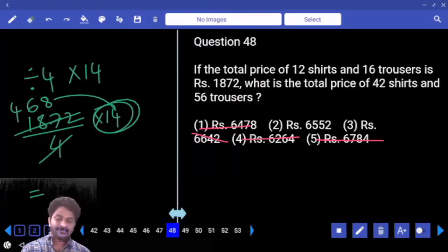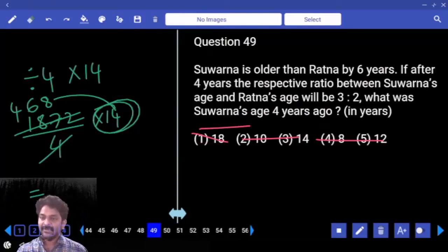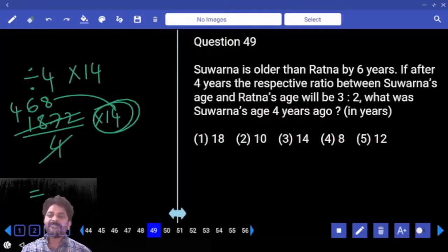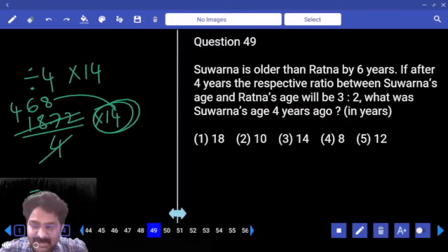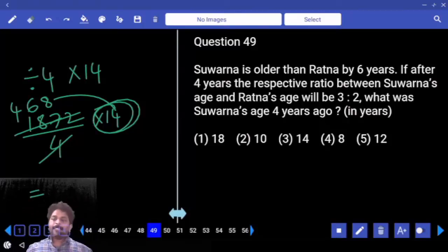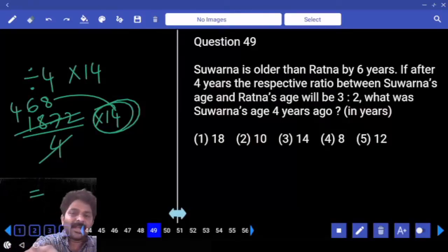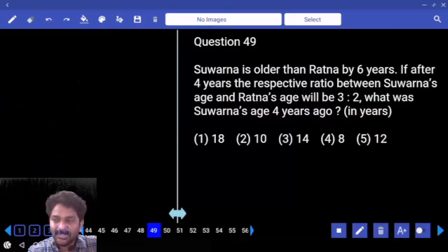Okay, right, next. Suvarna is older than Ratna by 6 years. After 4 years the ratio between Suvarna's age and Ratna's age will be 3:2. What was Suvarna's age 4 years ago? According to the information, the ratio is given as 3:2. From the ratio, Suvarna's age is 3 parts, must be a multiple of 3, right?